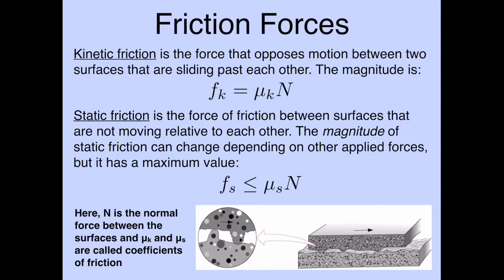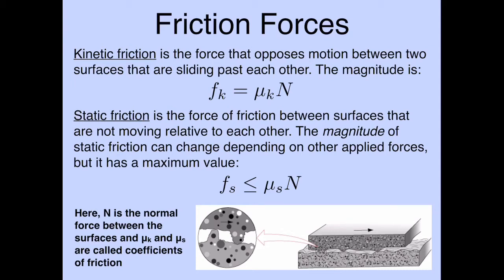So to really kind of encapsulate that in a mathematical expression, we have Fs, that's static friction, is always less than or equal to mu s times N. So that just says it has a maximum value. Okay, so what are all these variables?